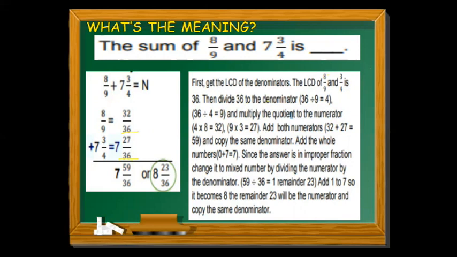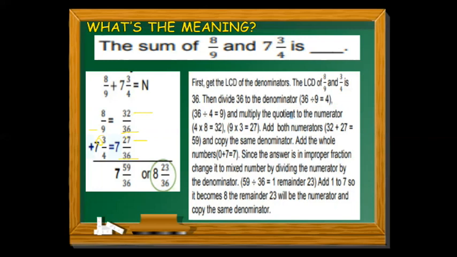So, 36 divided by 4, and then multiply by 3, we have 27. Kasi 36 divided by 4 is 9, times 3. Ayan, 27. Ito yung sagot. Next one, 36 divided by 9 is 4, times 8 equals 32. So we have 32 and 27.